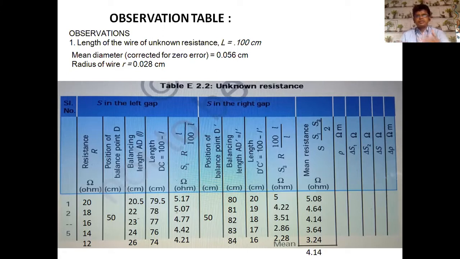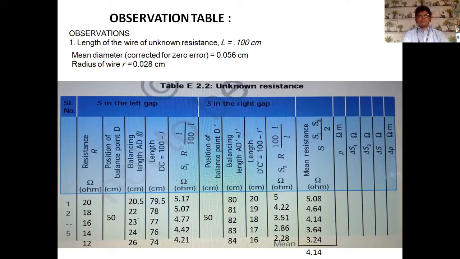Then for S in the right gap, we have the same R value 20, but we found the null point is 80 against 20, 81 against 18, 82 against 16. The remaining values like D dash C dash are the same, like 100 minus 80. So we get 20 for the remaining values.